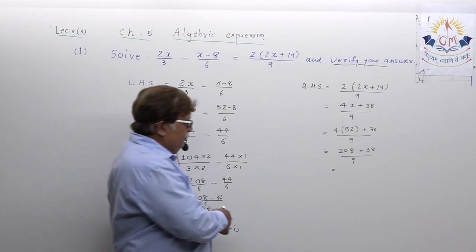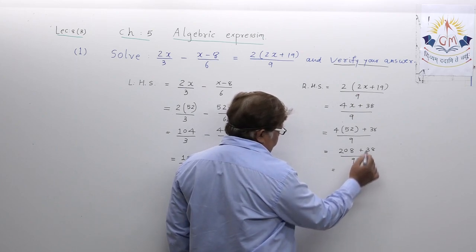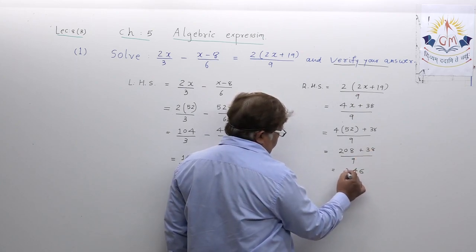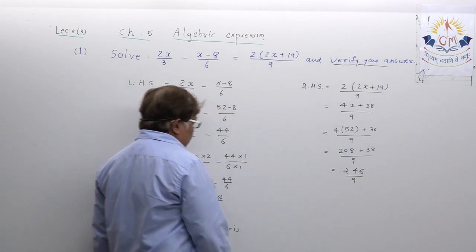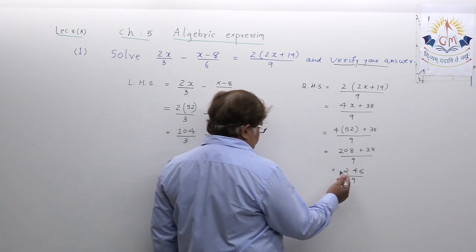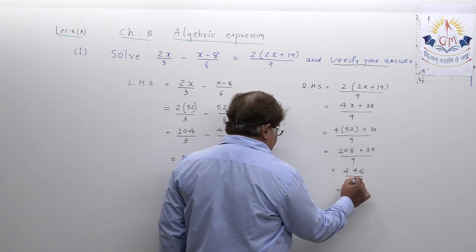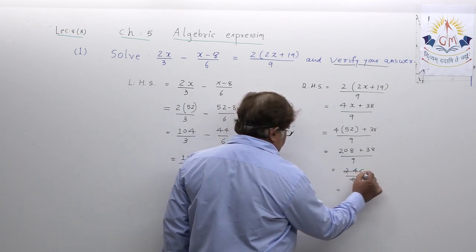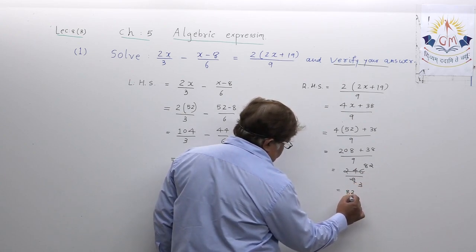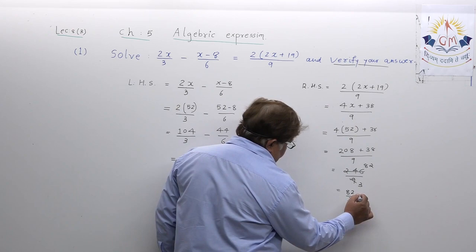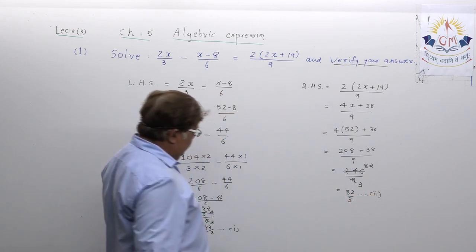And now just add it. 8 plus 8, 16, 1, 4, 246 upon 9. If you just cancel by 2 or 3, you will get 3 3s are 9, 3 82s are 246. You got 82 upon 3, result number 2.